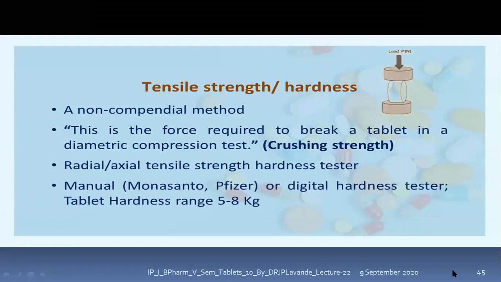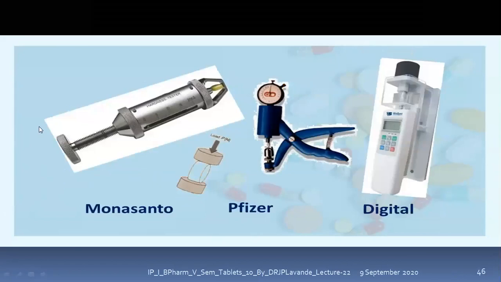As for the tester, we use the Monsanto tester, the Pfizer tester, or the digital hardness tester. The digital hardness tester is used in order to measure the tablet hardness, and generally the hardness required is in the range of 5 to 8 kg. So 5 to 8 kg is the standard ideal requirement of hardness, of strength, for a particular tablet. Here you can see the different types of instruments that are used in order to measure the hardness of a tablet.